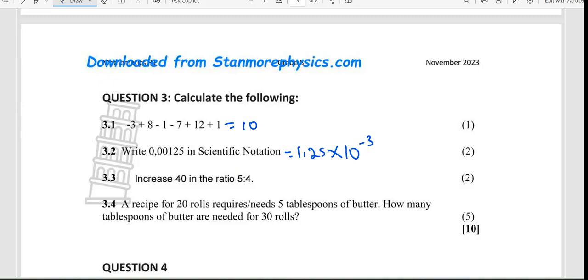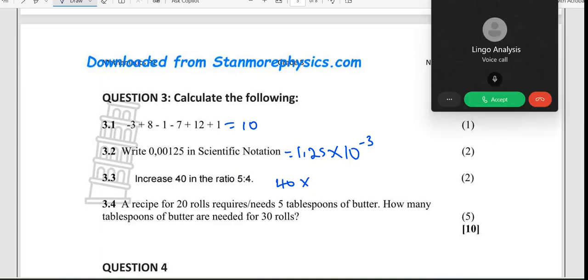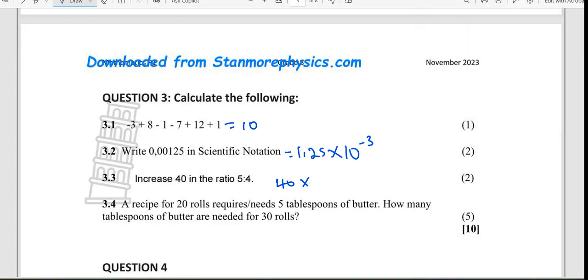Increase 40 in the ratio 4 is to 5. Let's increase the ratio. When we increase the ratio, this is how you answer it. It's going to be 40. Because we're increasing, it's going to be 5 over 4. And then the answer is going to be 50.